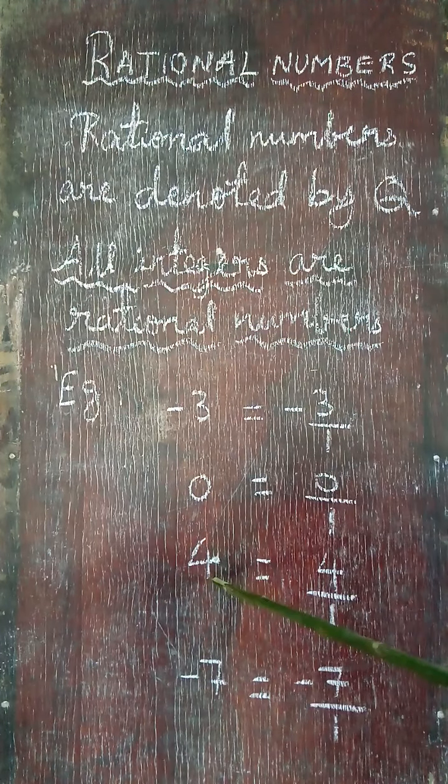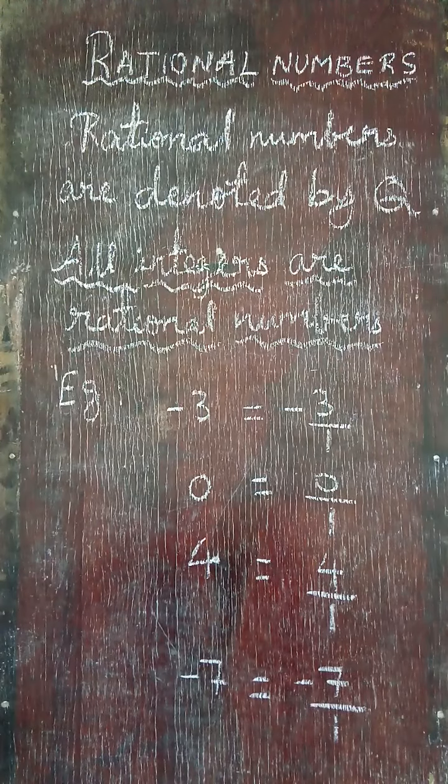4, it is also an integer. நம்ம எப்படி எழுதலாம்னா 4 by 1. a by b formula இருக்கு. And a and b, numerator and denominator are integers. So an integer can be written as a rational number. Next, -7, it is also an integer. So we can write this as -7 by 1. a by b formula இருக்கு. Numerator -7, denominator 1. So all integers can be written as rational numbers.